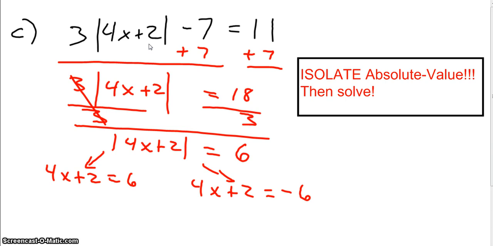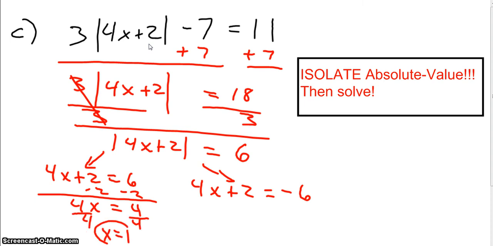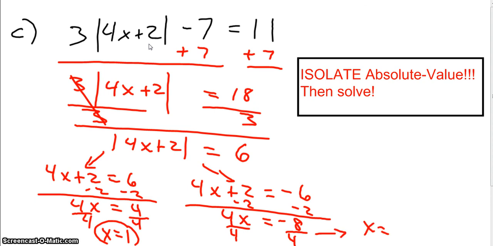Kathy, you want to walk us through that? On the left one, I subtracted 2, and then I divided the equation by 4, and I got x equals 1. And you can do the second one also. Sure. On the second one, I subtracted 2 also, and I got 4x equals negative 8. And I divided by 4, and I got x equals negative 2. Okay, two solutions: x equals negative 2, x equals 1.